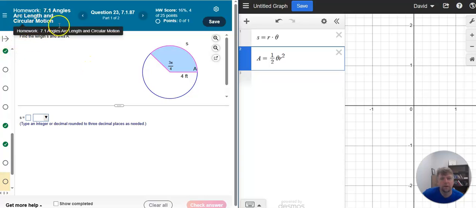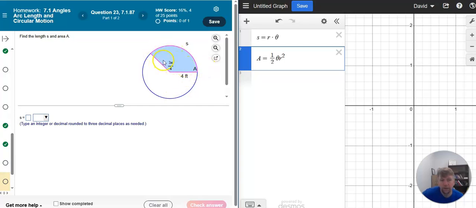Hello, Drew class. We're going to look at how to use Desmos to help us find the arc length, the portion of the circumference of this circle that we have traversed if we cut out an angle of 3 pi over 4 on a circle with a radius of 4 feet. That's one thing we're going to look at. And then we're going to look at what if I want to find the area that would sweep out with that same angle of 3 pi over 4, that central angle.